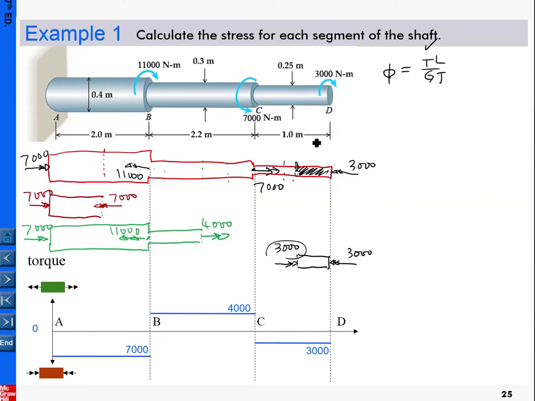The L is given here, G is supposed to be given, and J, so you have that information. For example, J for this segment is equal to pi over 2 c to the fourth power, so that's pi over 2 and 0.125 to the fourth, in meters to the fourth. Under this case, you should be able to calculate D relative to C here.